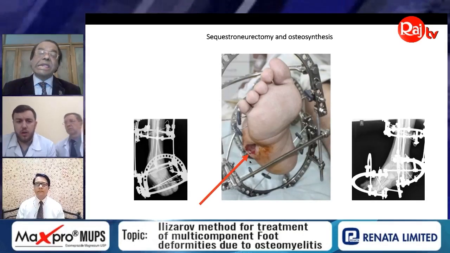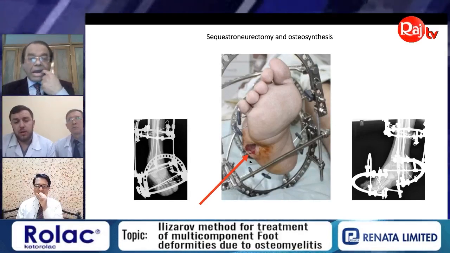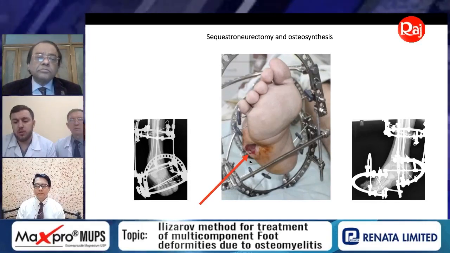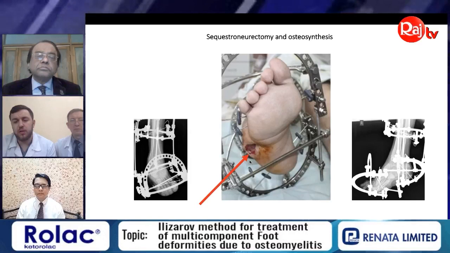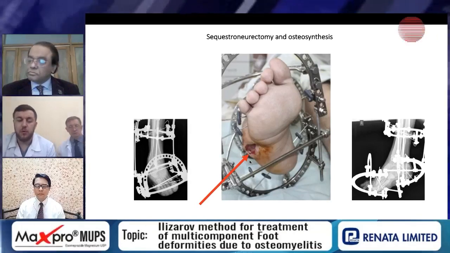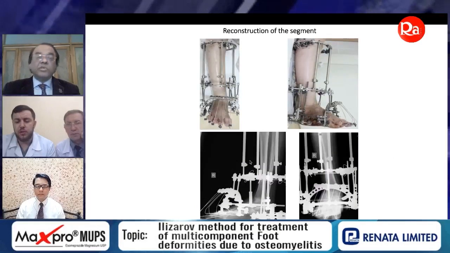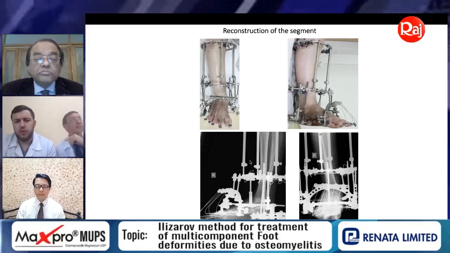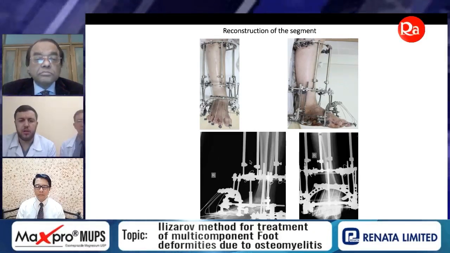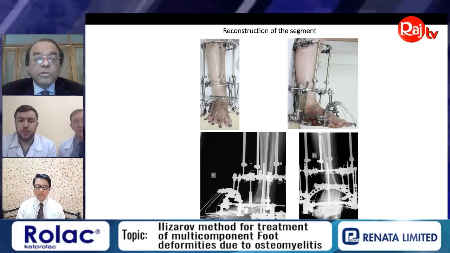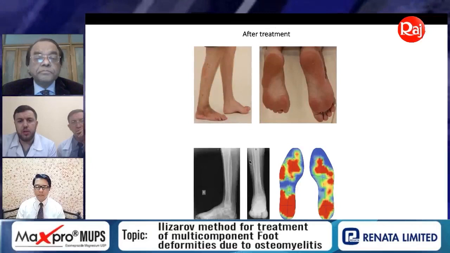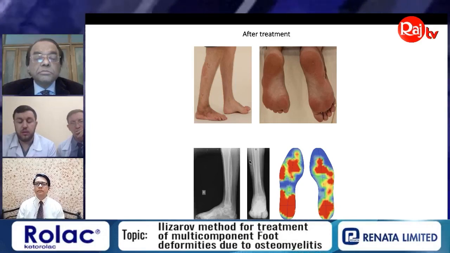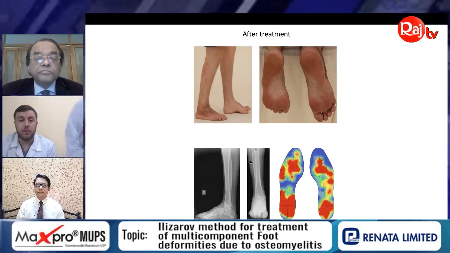in the first stage was done just sequester necrectomy and osteosynthesis with a little bit of deformity correction. On the second stage, V-shape osteotomy of the midfoot was done, and gradual correction in the Ilizarov fixator. After treatment, the patient has a good result, good function of his limb, and no recurrence of infection.